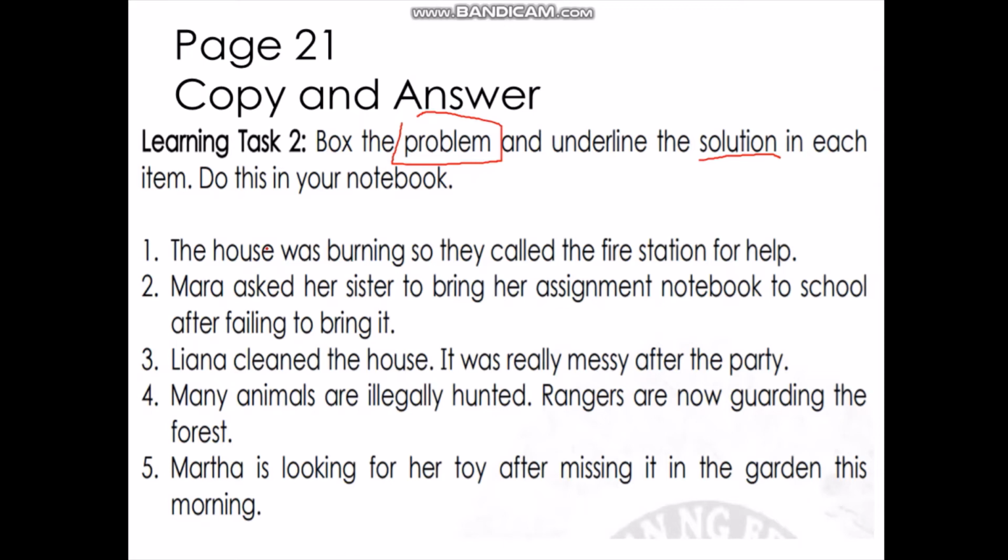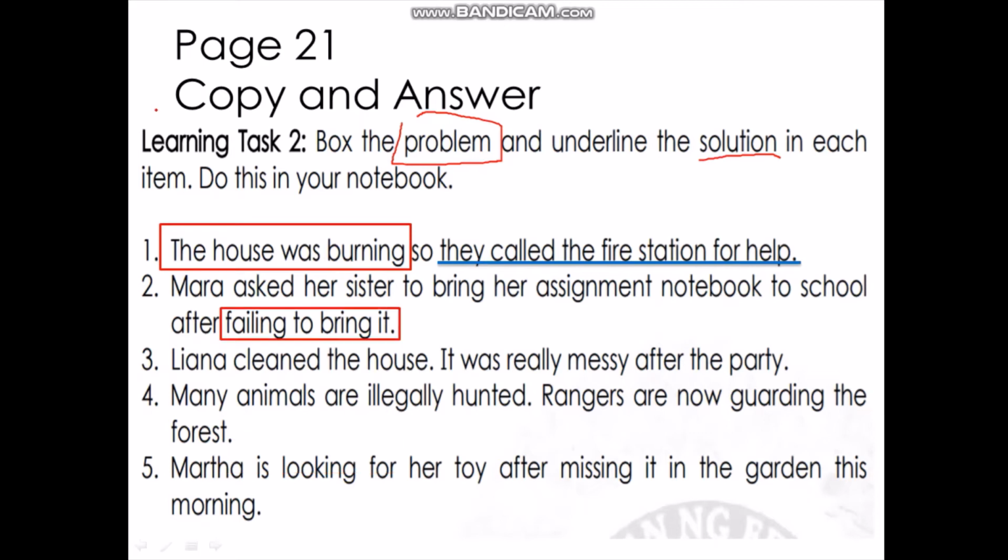So for number 1, again, put a check if your answer is correct, X if it's incorrect. So for each number, you will get 2 checks. So 1 check for the problem and 1 check for the solution. So number 1, the problem is the house was burning. If this is your answer, if you boxed this one, put a check. So the solution, they called the fire station for help. So put another check. So for number 1, we have 2 checks.